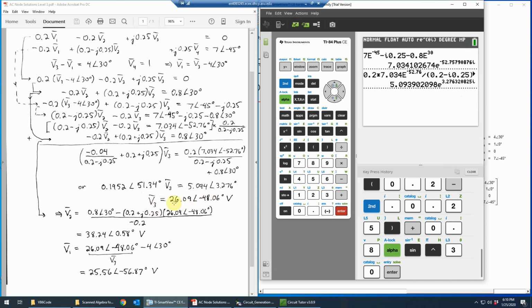So that will give us 26.09 angle negative 48.06 degrees volts. So that's our value for V3 bar, which we can then enter in Circuit Tutor. But we also are going to need the other voltages.